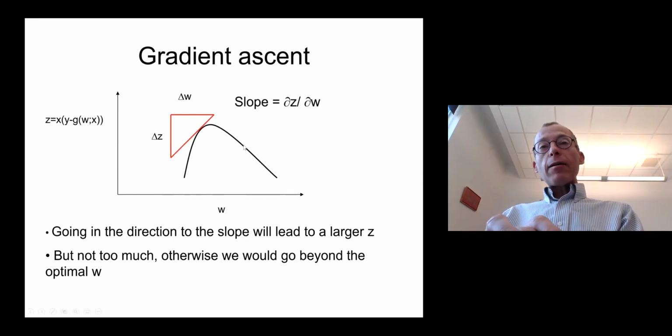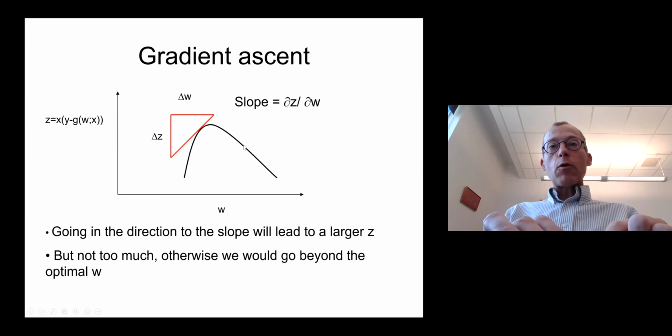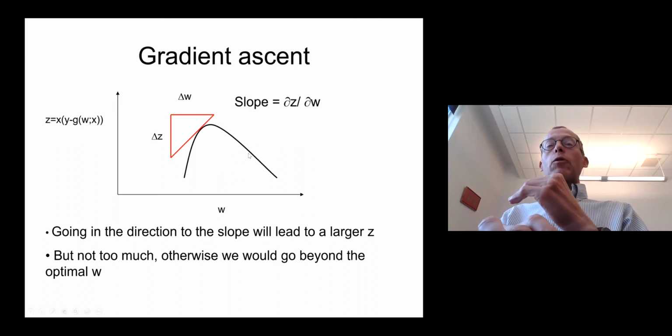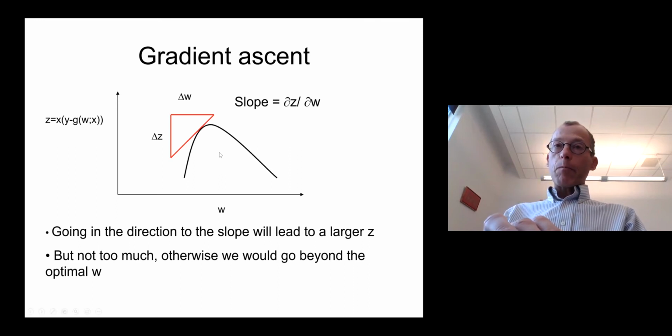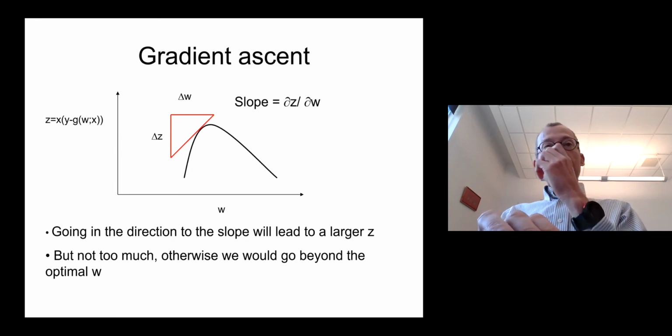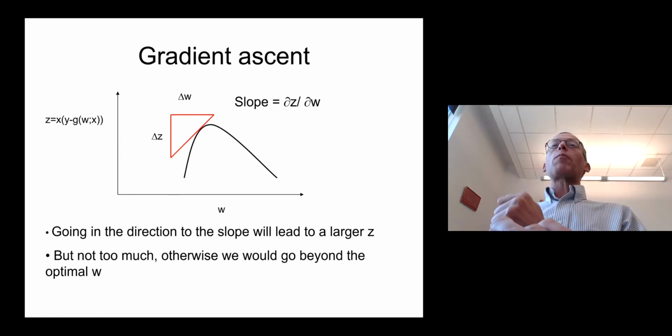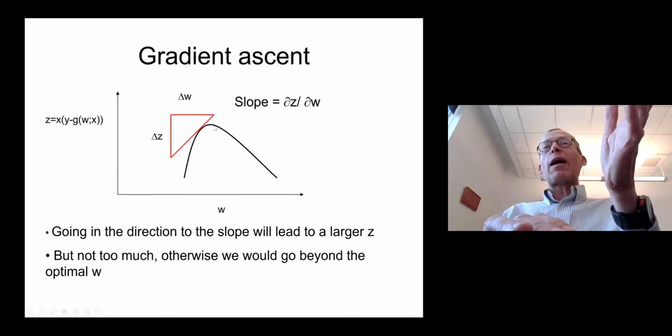If we are here, the slope is negative, because once we move in this direction, the value reduces. That means that we would like to decrease W. So if the slope is positive, we would like to increase W. If the slope is negative, we would like to decrease W. We don't know by how much, because if we knew how this function looked, we would just go to the max and take it.